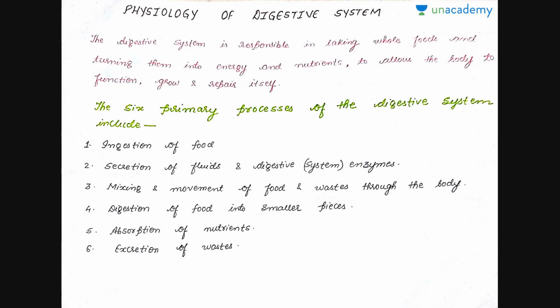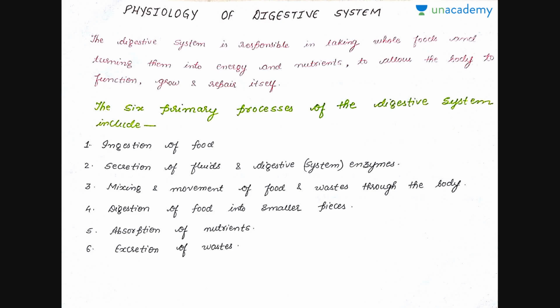So firstly, the digestive system, which we have already known, is a group of organs. This digestive system is responsible for taking the whole food and turning it into energy and nutrients. The food we intake, the digestive system turns into energy and nutrients, which helps in the function, growth and repair of the body.